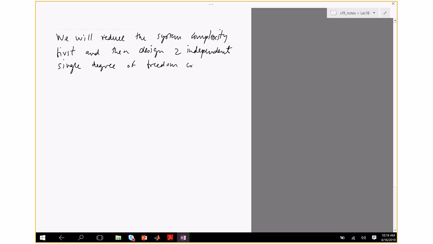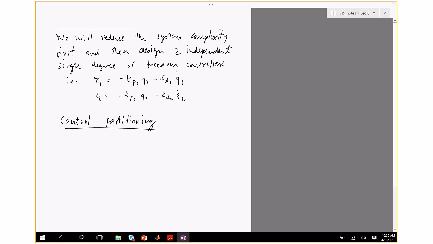freedom controllers. Okay, what that means is torque 1 will be minus kp1 (q1 minus q1 desired) minus kd1 q1 dot, and tau 2 will be minus kp2 q2 minus kd2 q2 dot. So it's going to reduce to just 4 numbers, and those are simple equations which we've seen for a single degree of freedom system. So this method is called control partitioning. Okay, and I'm going to show you how it makes life simple.